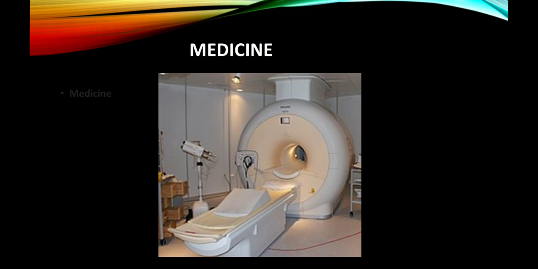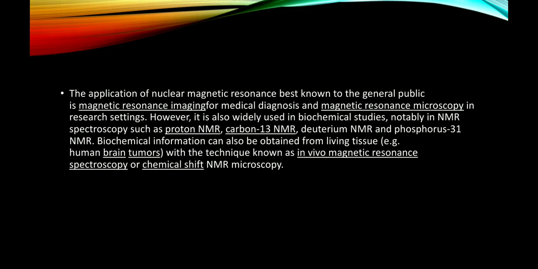This is the pictorial representation of NMR, which is used in the medicine field. The application of nuclear magnetic resonance best known to the general public is magnetic resonance imaging for medical diagnosis and magnetic resonance microscopy in research settings. However, it is also widely used in biochemical studies, notably in NMR spectroscopy such as proton NMR, carbon-13 NMR, deuterium NMR, and phosphorus-31 NMR. Biochemical information can also be obtained from living tissue, for example human brain tumors, where the technique is known as in vivo magnetic resonance spectroscopy or chemical shift NMR microscopy.